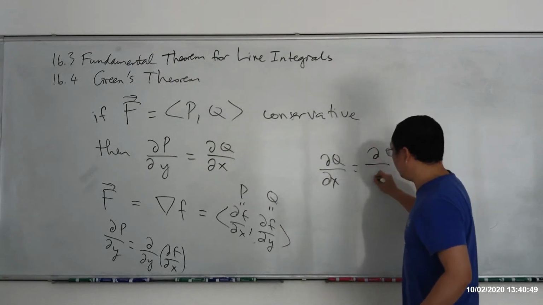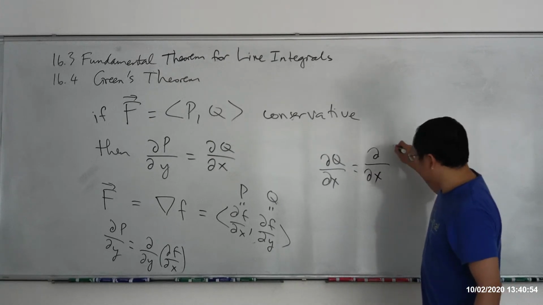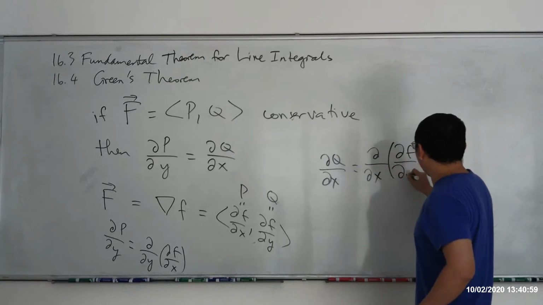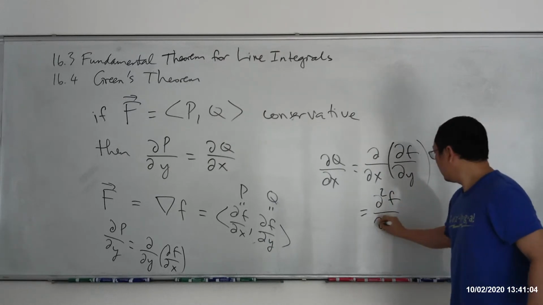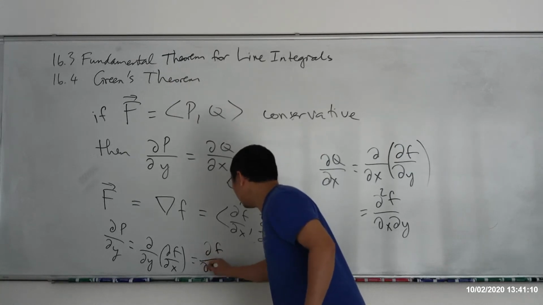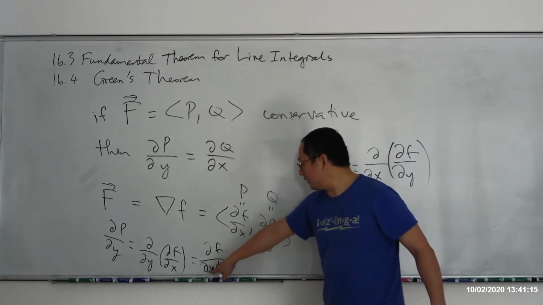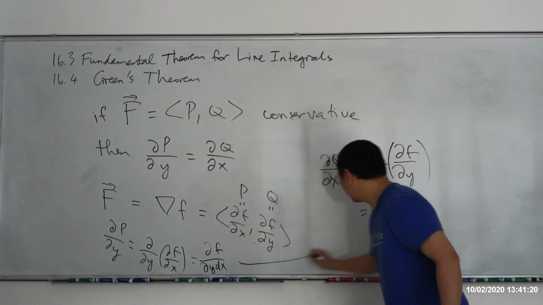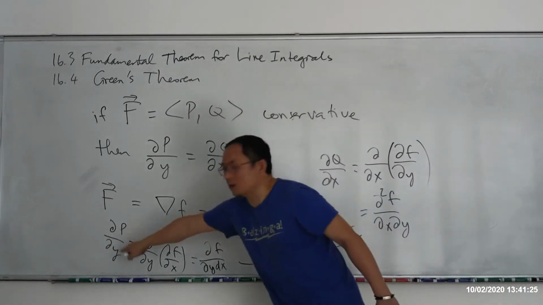This is d over dx of what? df over dy. Okay? And this is just the second derivative of f, d squared f over dx dy. This one is also the second derivative of f, over dy dx. And what we learned before, it doesn't matter which way you take the derivative first, y first and x second, or x first and y second. Those are the same. The same means what? dQ over dx is going to be equal to dP over dy.